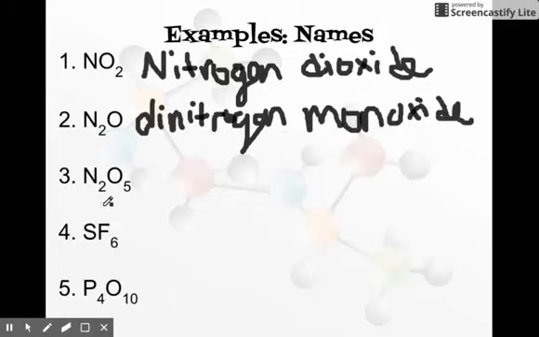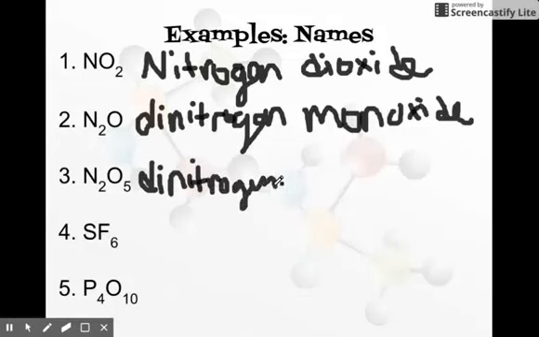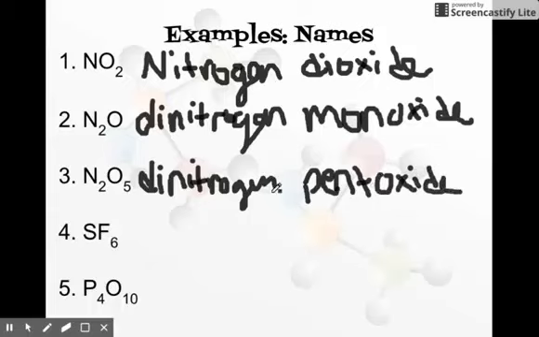Let's try number 3. So N2O5. So N2, just like we had up above. So di for 2. Nitrogen, no name change on that one. Then we have 5. So 5 is penta. Because it's going to be oxygen, we're going to leave off that A. So we can have 2 vowels next to one another. And we're going to add the oxide. So dinitrogen pentoxide.